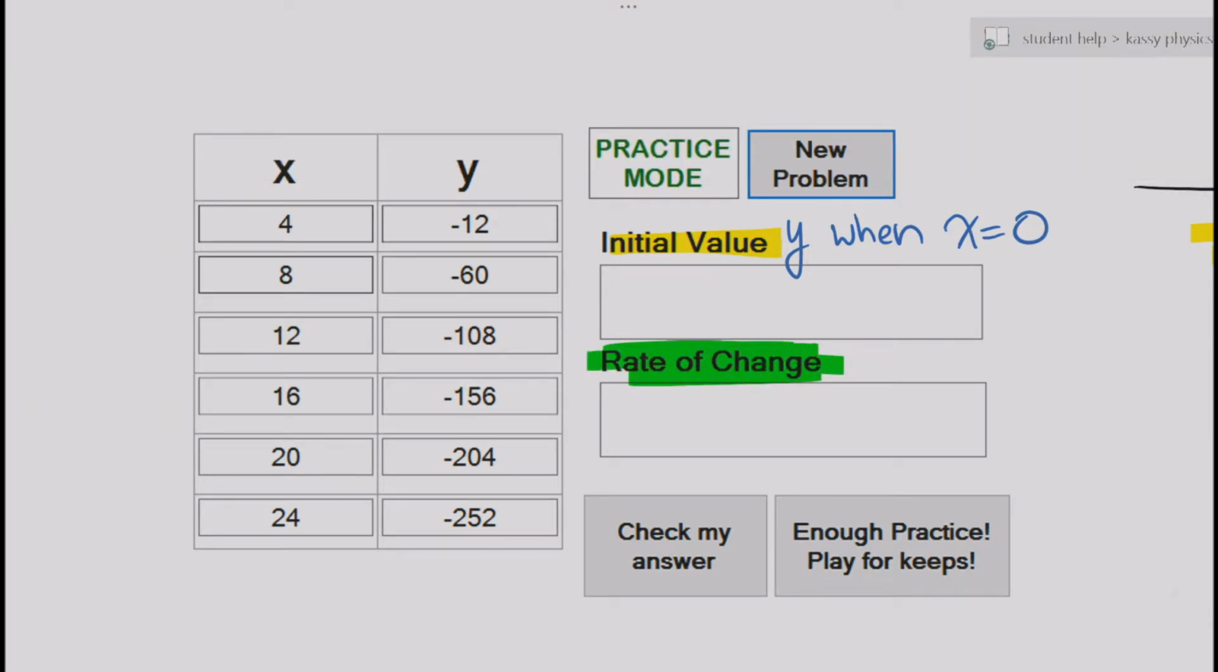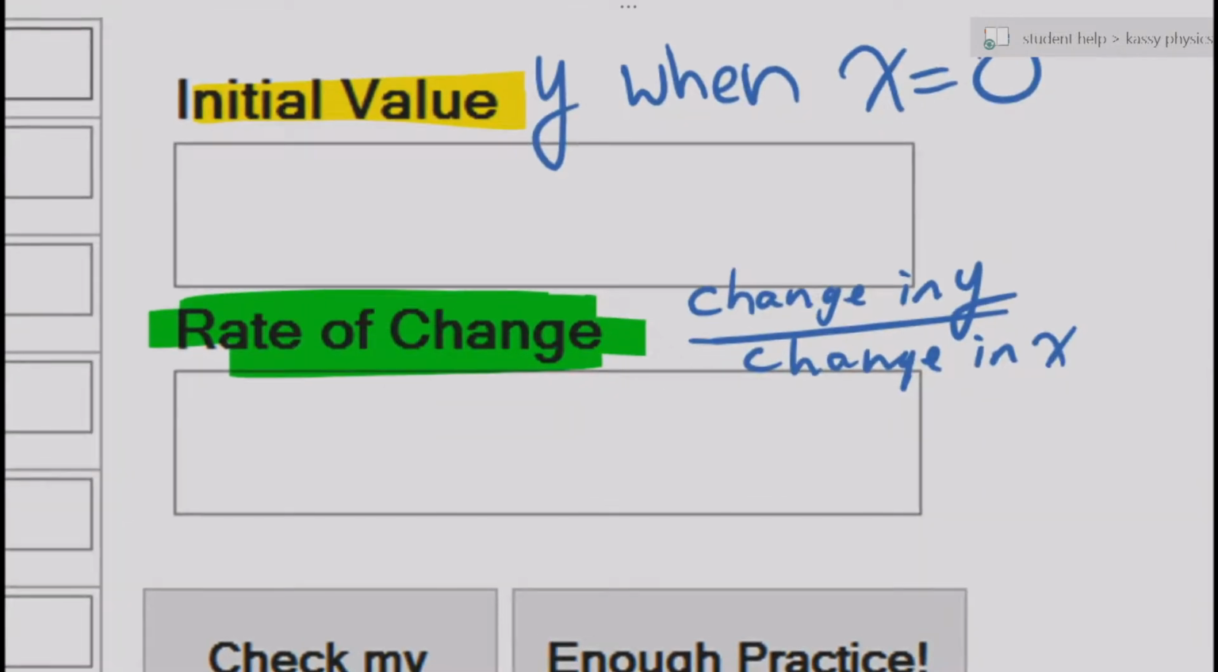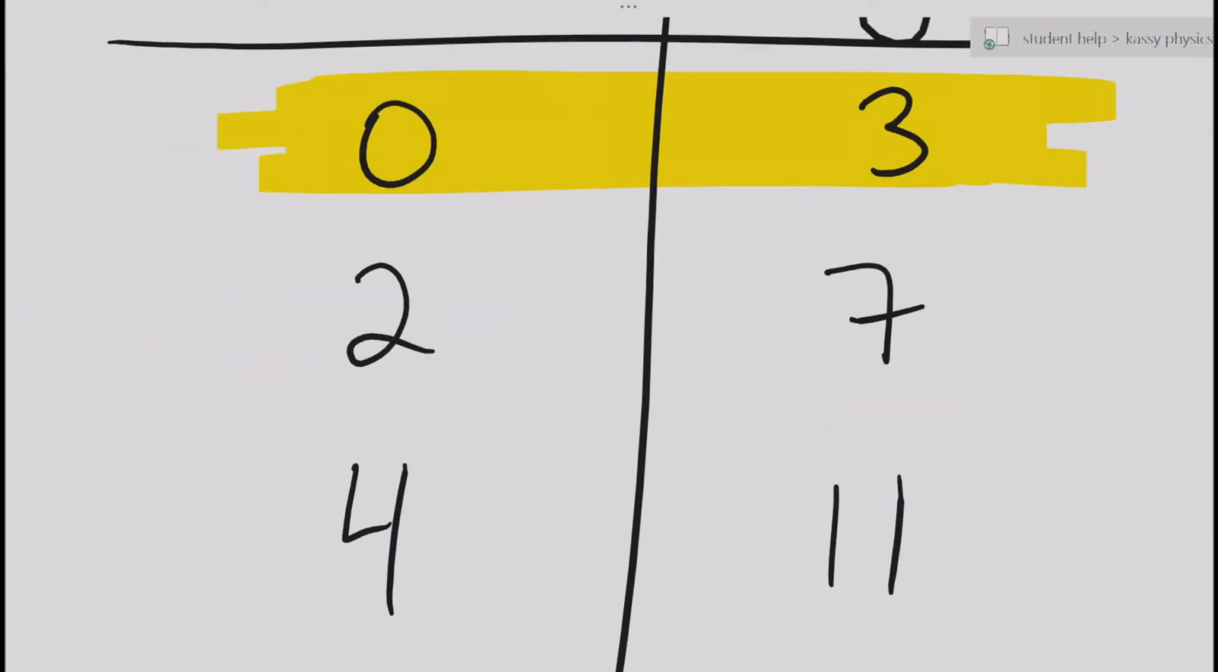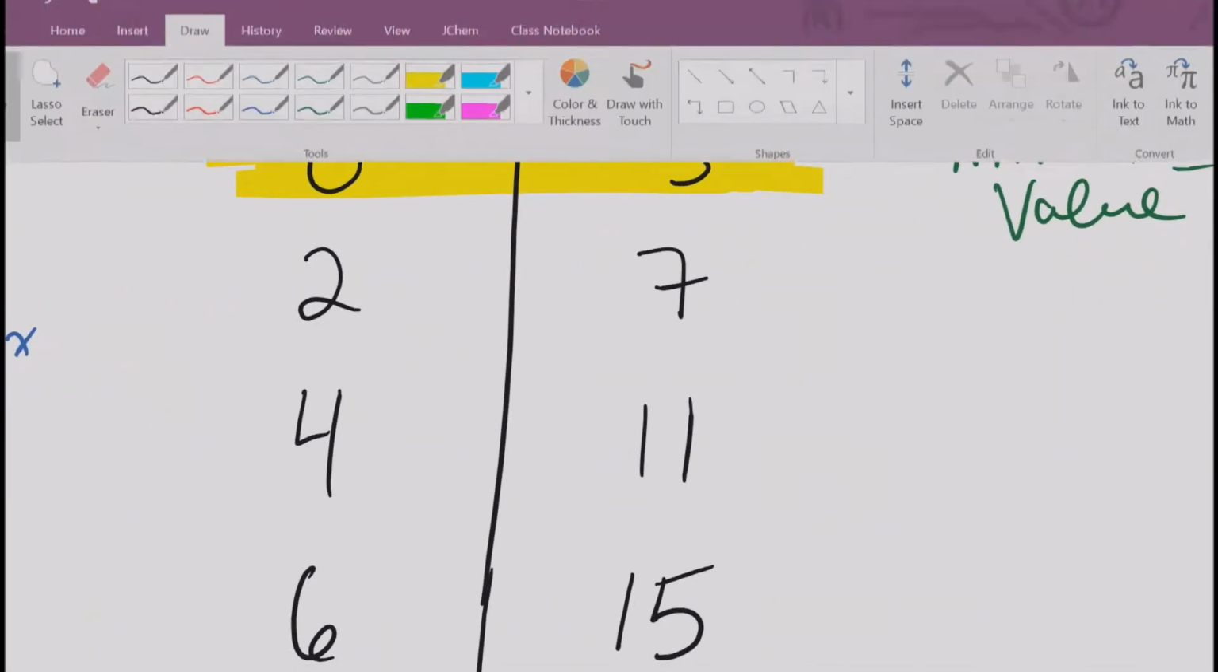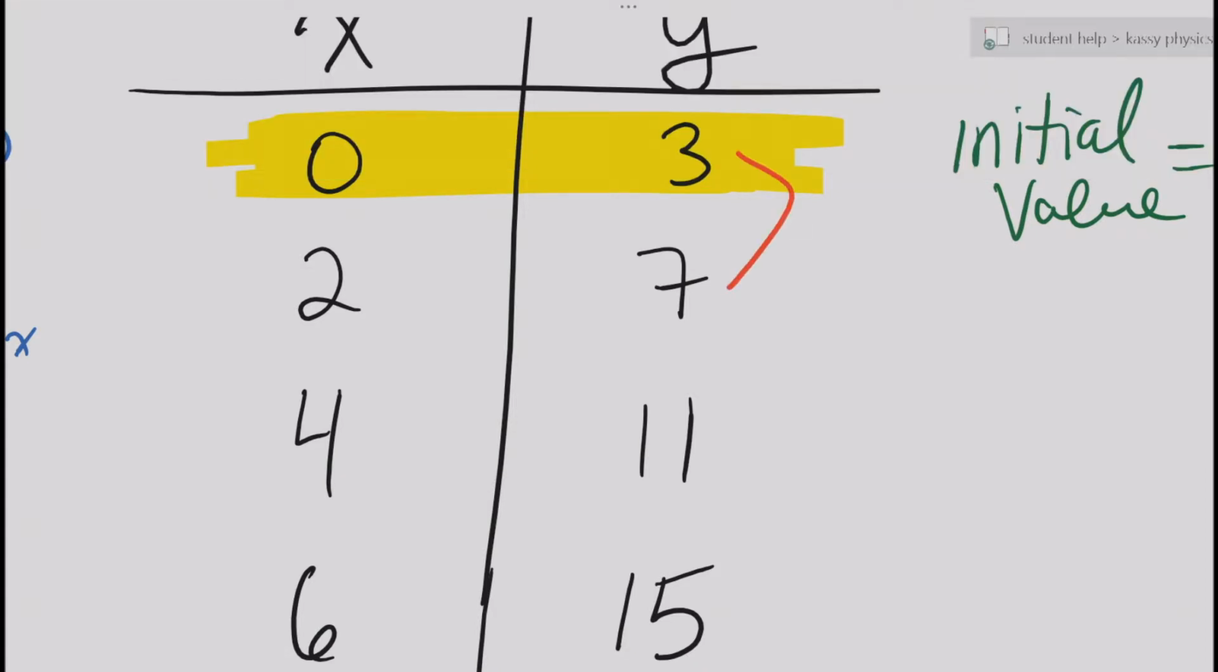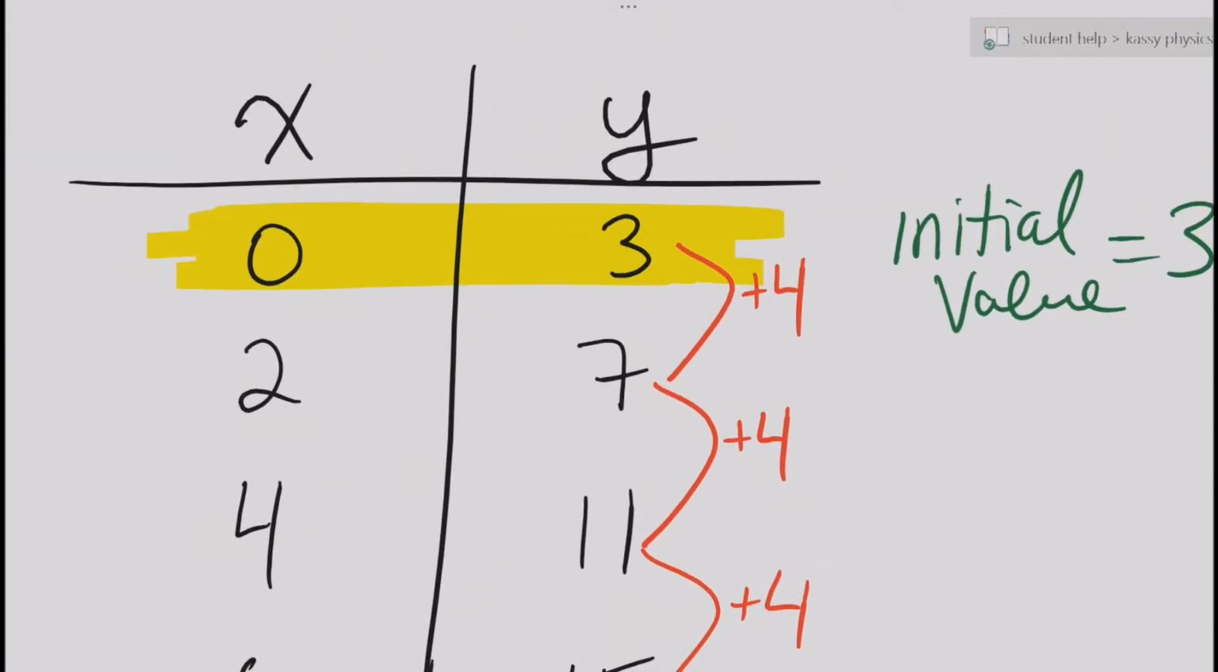And remember, that's always the change in y divided by the change in x. In other words, as x is changing, how much is y changing? What's the ratio there? And the way we do that over here is we would just say, okay, well, what's happening here? 3 to 7, that's going up by 4. 7 to 11, that's going up by 4. 11 to 15, that's going up by 4. So the change in y, in this case, is 4.